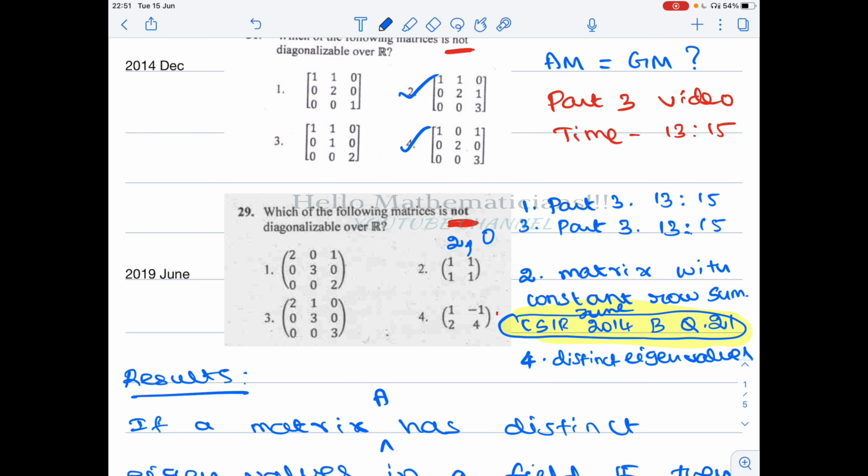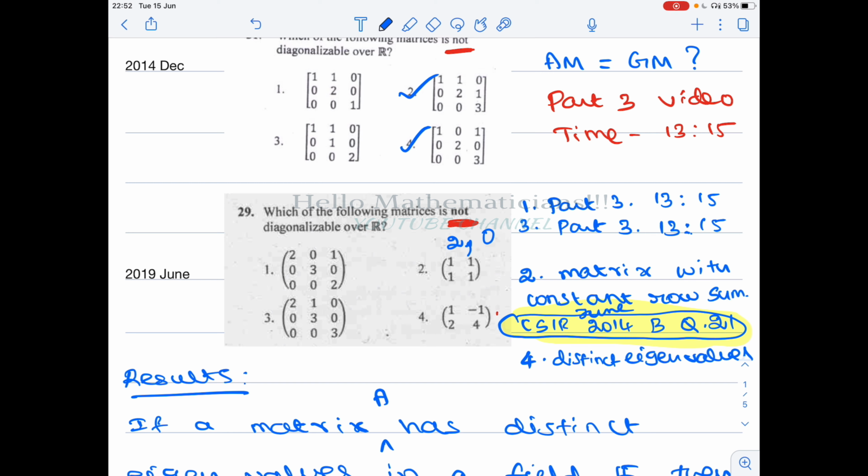And so we'll come to this problem. This matrix has a constant row sum. The first row sum is 2, the second row sum is also 2. Whenever a matrix has a constant row sum, that sum value is always an eigenvalue. So what is the sum value here? 2 is the sum value, therefore 2 is an eigenvalue.